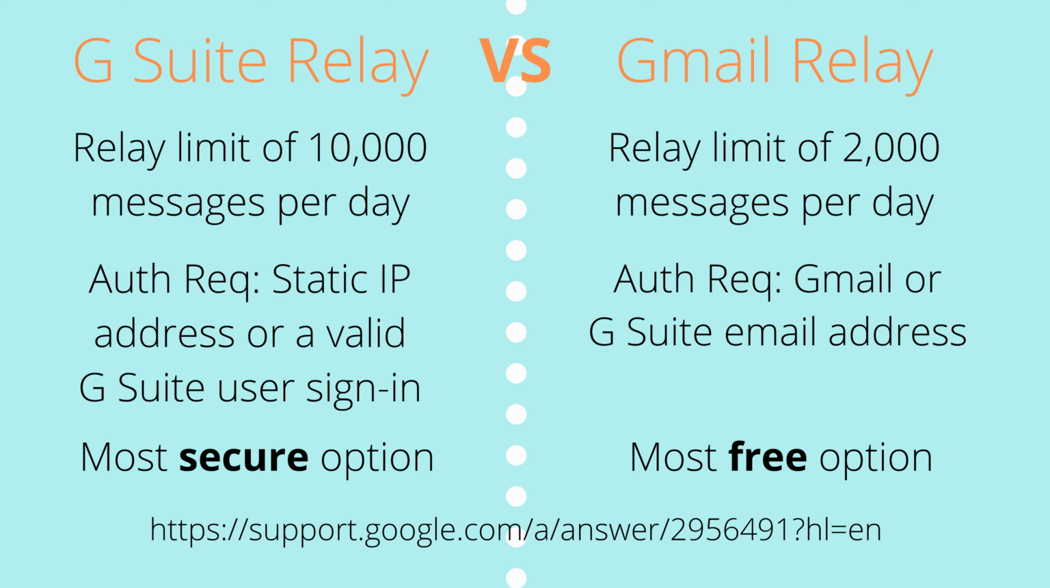Okay, so we'll just start with the G Suite relay stats here. You have a relay limit of 10,000 messages per day. For what we want to do with it in Jenkins, that's just fine. That's more than fine, actually. Then the auth: static IP address, or a valid G Suite user sign-in. So you'll have to have your username and password for your account. And then they emphasize that it's the most secure option.